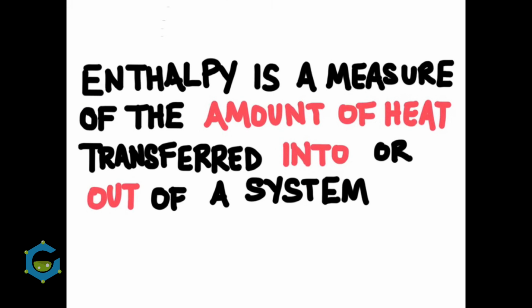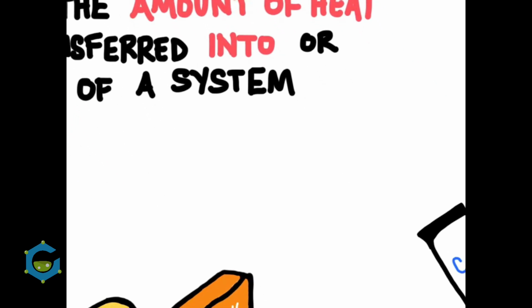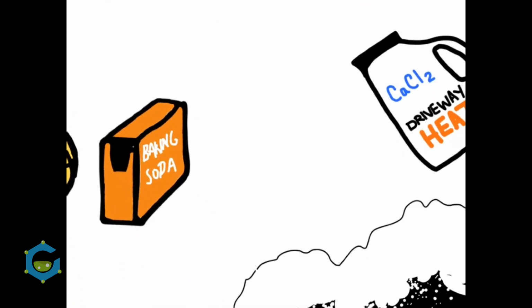Enthalpy is a measure of the amount of heat transferred into or out of a system. And you're probably wondering, why should I even care about enthalpy? Well, enthalpy can help us predict if a chemical reaction is going to supply heat to the surroundings or take heat away from the surroundings. It can help us best to determine what's going to help melt the ice on the road.